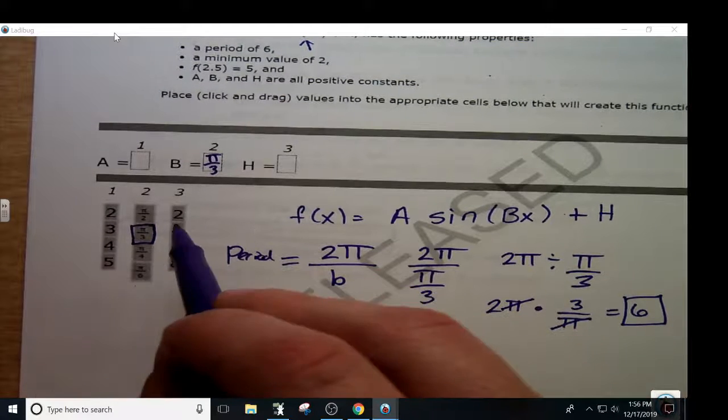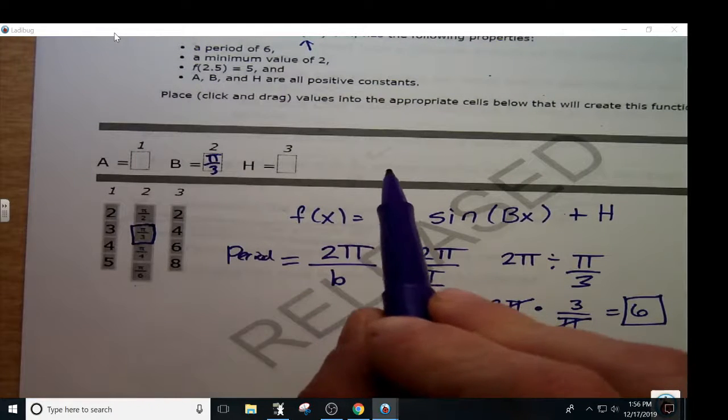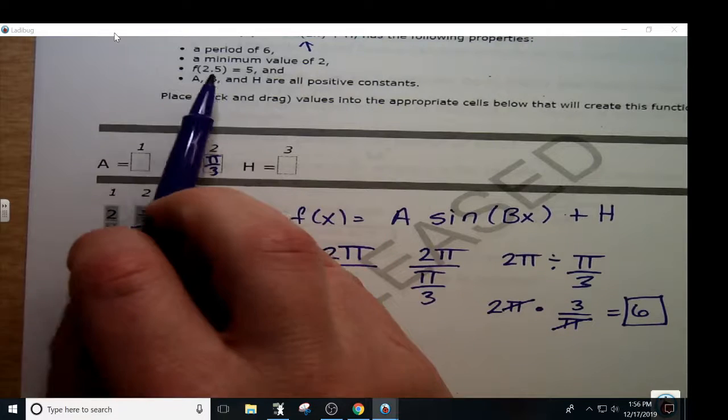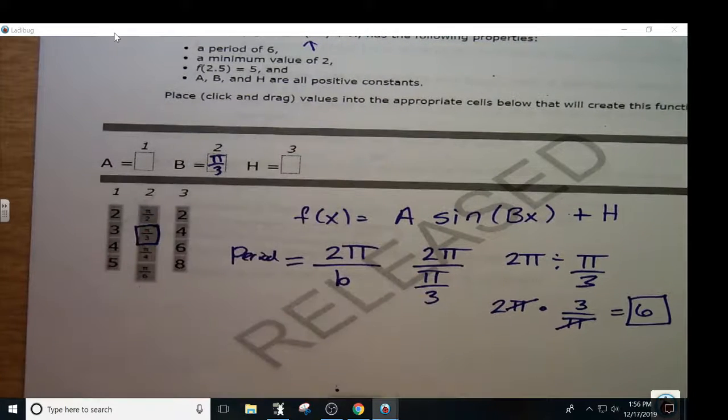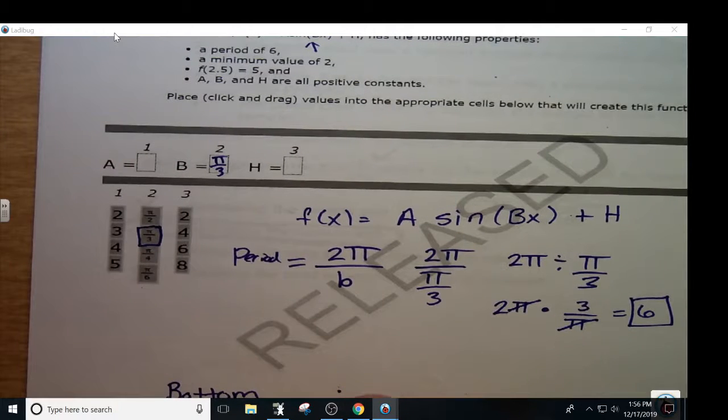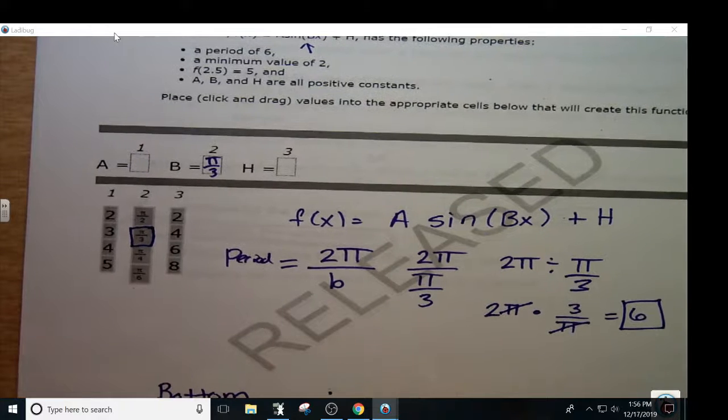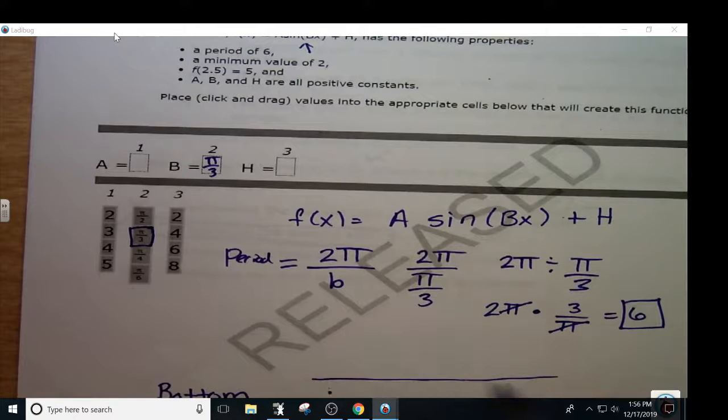The next thing is, guys, notice it says it has a minimum value of 2. Now, thanks to Mr. Dragoon, he taught me how to find the bottom, and bottom and minimum are the same thing. Minimum value. What that is, if you've got a sine function, you've got your bottom line, your midline, and your top line. You're just trying to find the bottom line.